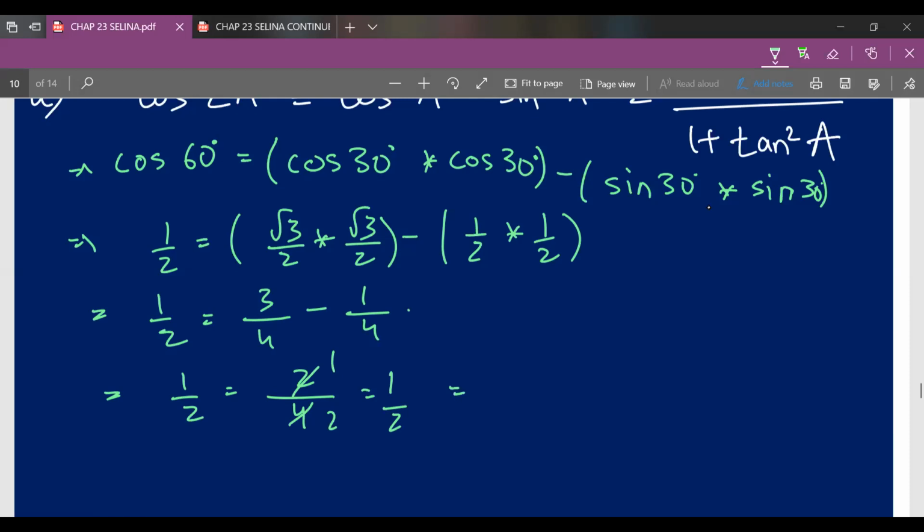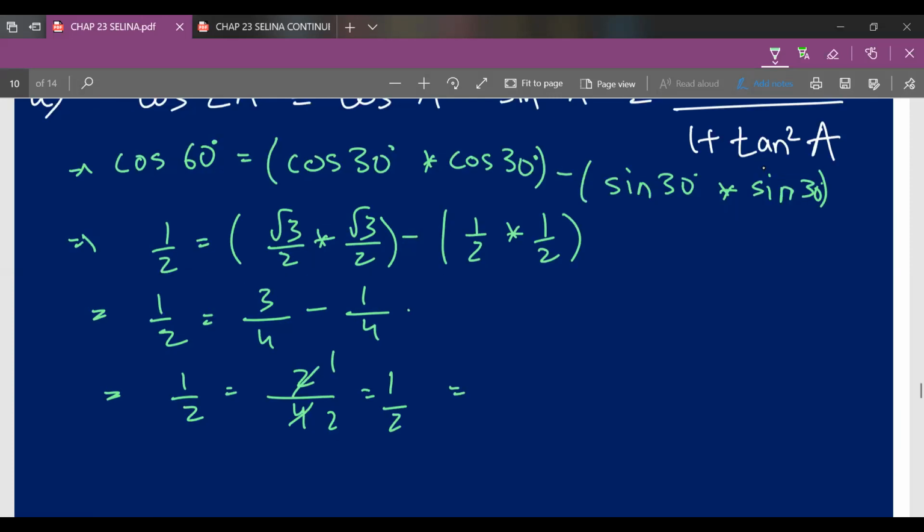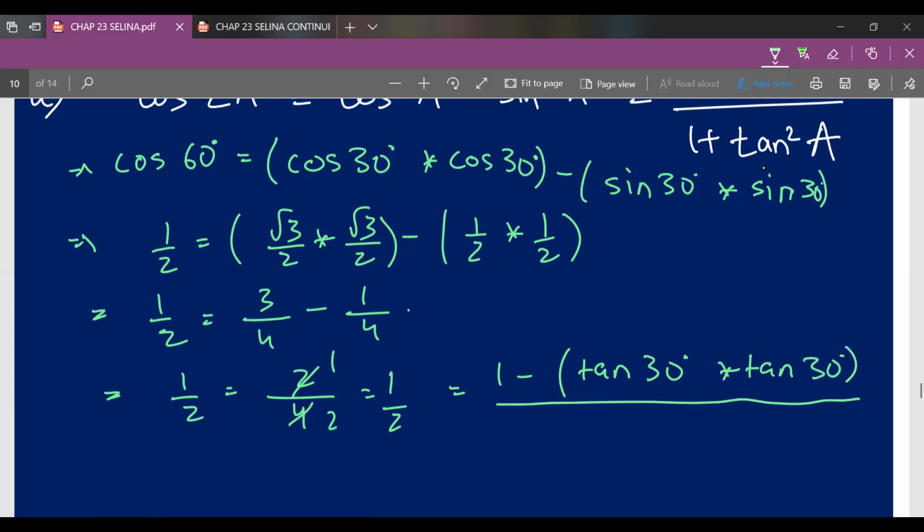So over here, 1 minus tan square a, so 1 minus tan 30 degree into tan 30 degree, whole divided by 1 plus tan square a. So 1 minus tan 30 into tan 30, and here it is 1 plus tan 30 degree into tan 30 degree. So all you have to do is, again, solve the trigonometric ratios.